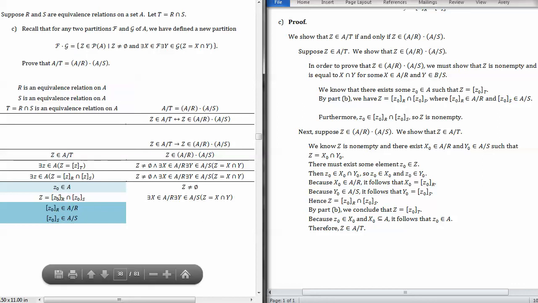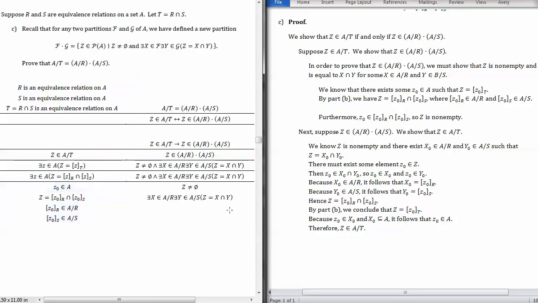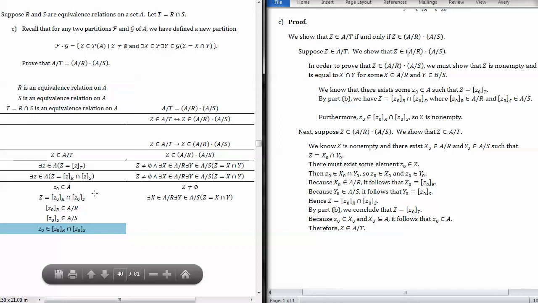So I'm saying that, yes, this first thing is an R equivalence class, and the second thing is an S equivalence class by definition. And so, well, I also have that z naught is in both of these, because z naught is related to itself by R and related to itself by S. That's because R and S are reflexive, right?